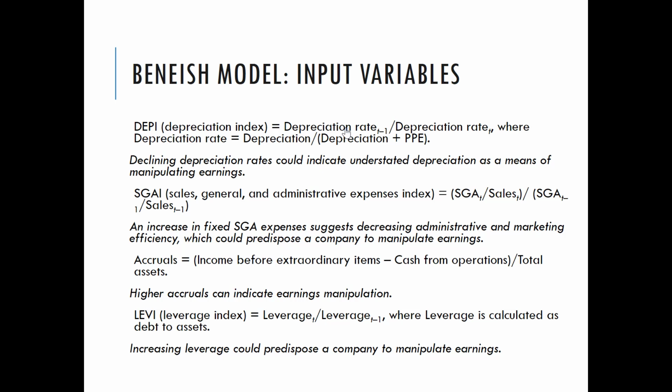We have things generally like higher accruals. So again, accruals in general are not bad in itself, but the more accruals you have, the more you're likely to more or less manipulate your earnings, because you manipulate your earnings by using accruals. So accruals essentially become an indicator in itself. And then finally, we have the leverage index, which is really the idea that if you have an increase in leverage, again, it just predisposes the company to manipulate earnings. So again, all the Beneish model does is it generally looks at changes over time.